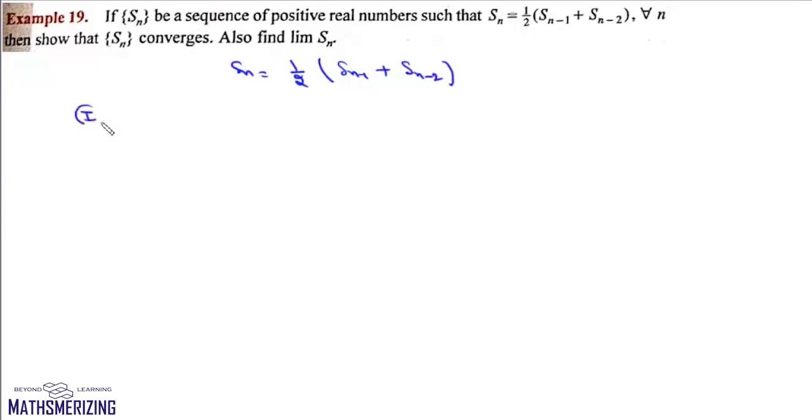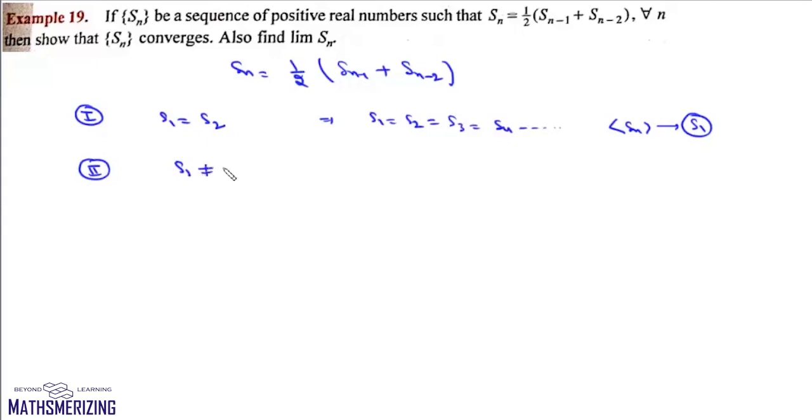Case 1, if S1 equals S2. Now if S1 is equal to S2, then in that case S1 must be equal to S2, and it will be equal to S3, S4. Then it will be a constant sequence, and if the sequence is constant, then this sequence will converge, and it converges to S1.